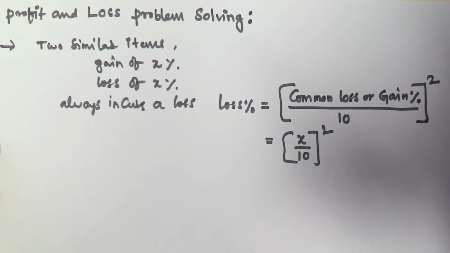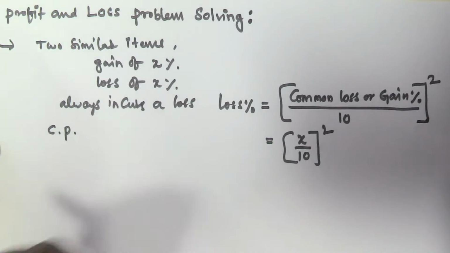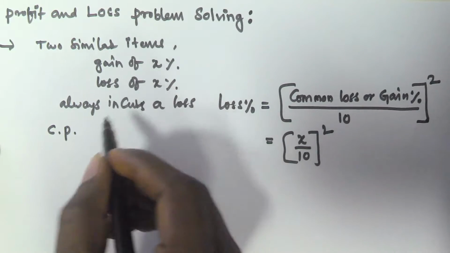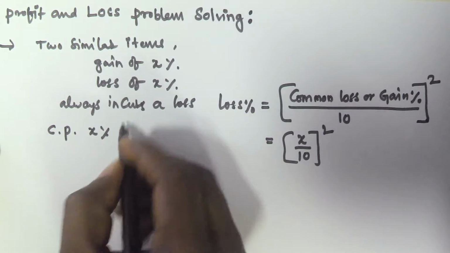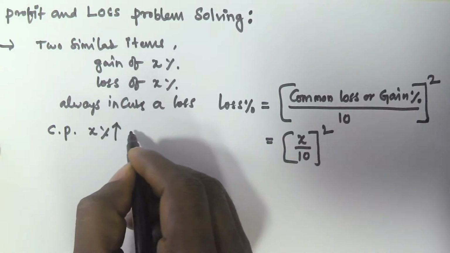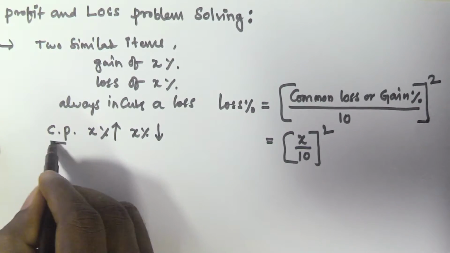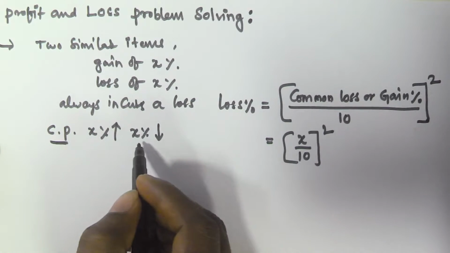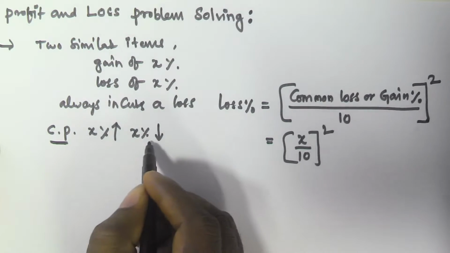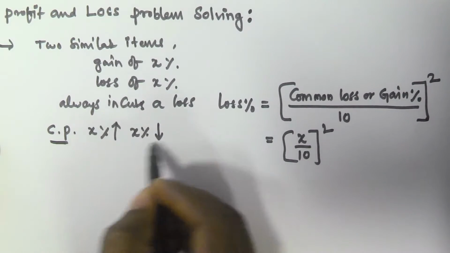Okay, so how did we get this? Let us assume the cost price of one article is X. First we sell it at X percentage gain, and second we sell it at X percentage loss. So on the cost price, two successive percentage changes are there, one at the rate of increment and one at the rate of decrement. Here gain, here loss.